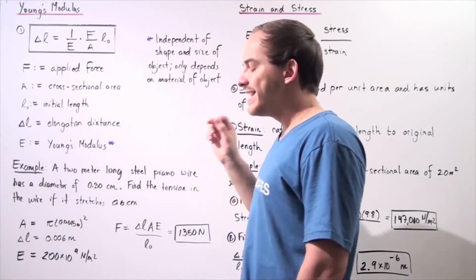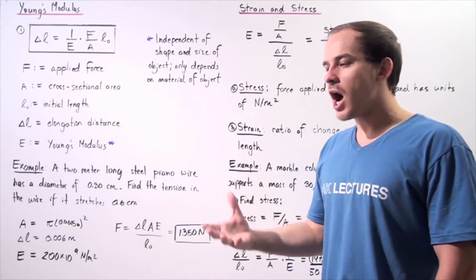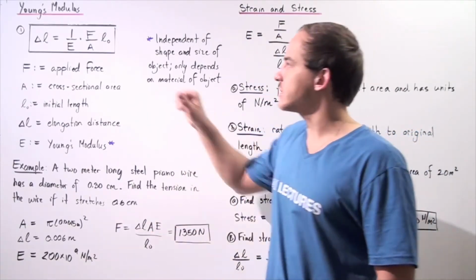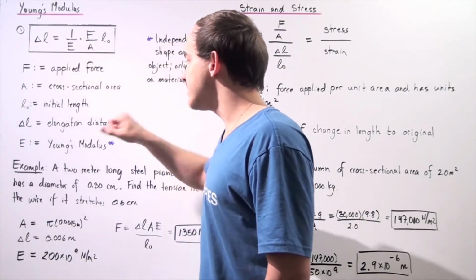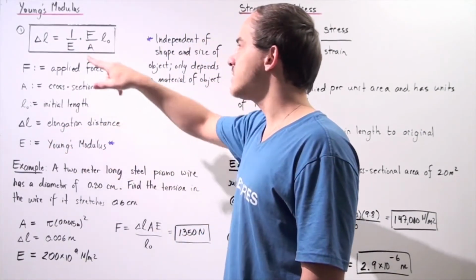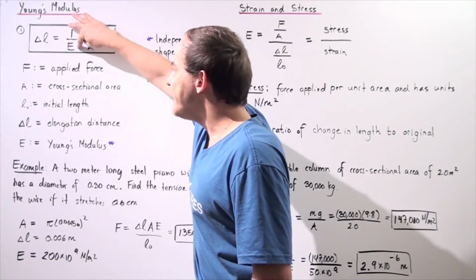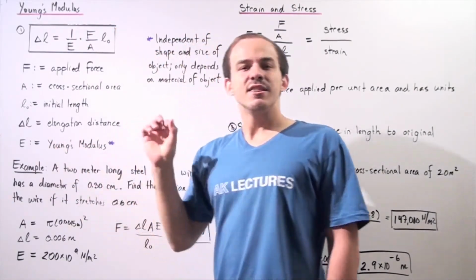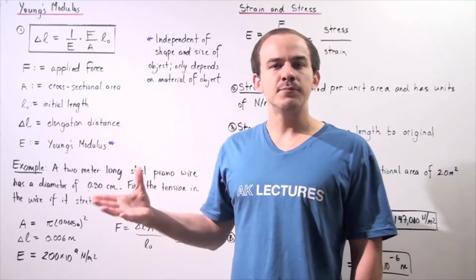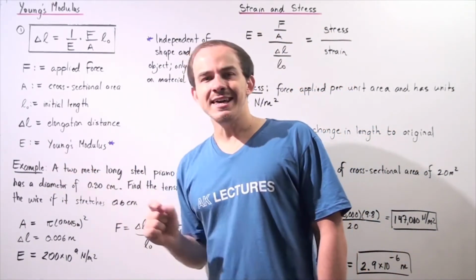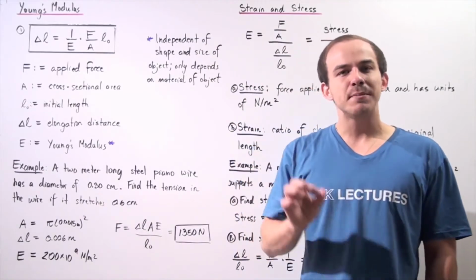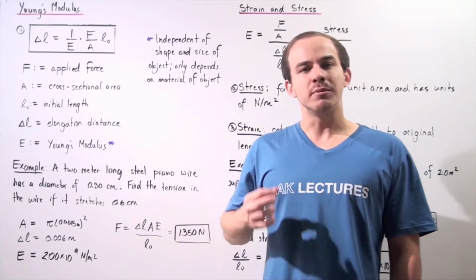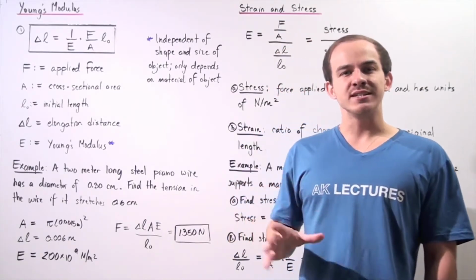This equation gives us the amount our object elongates when a certain force is applied to that object. Our change in L is simply our elongation distance of the solid object. Our E is simply known as Young's modulus. It's a constant that depends on the type of object we are using. E is independent of the shape and size of our object, and it only depends on the actual material that the object is composed of.